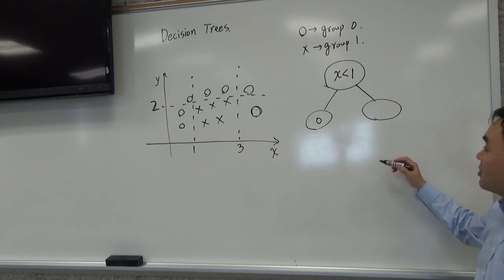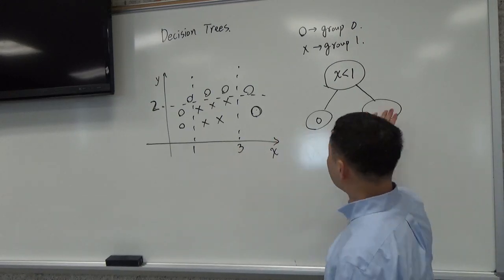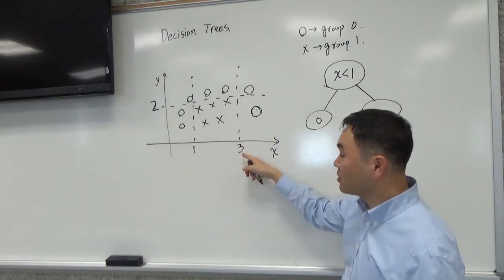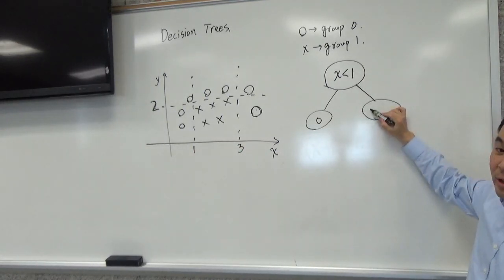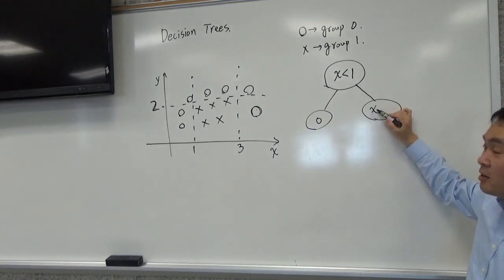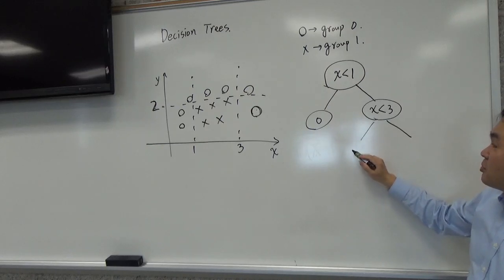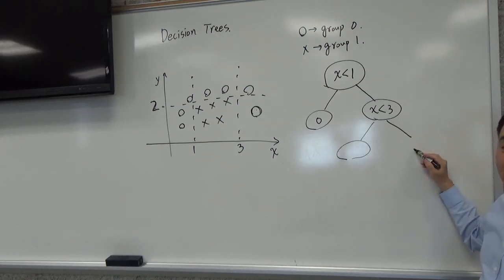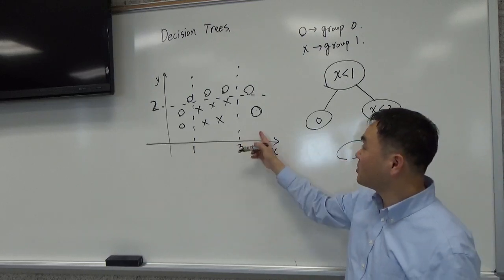Right. So I need to, well, I know that anything on this side is bigger than 1, so I don't have to talk about X being bigger than 1, right? All we need is to talk about 3. So what do I say? X less than 3. If it's true, then it must be, well, we don't know. If it's false, what do we know? It's 0. Okay. So if it's above, then it's 0.